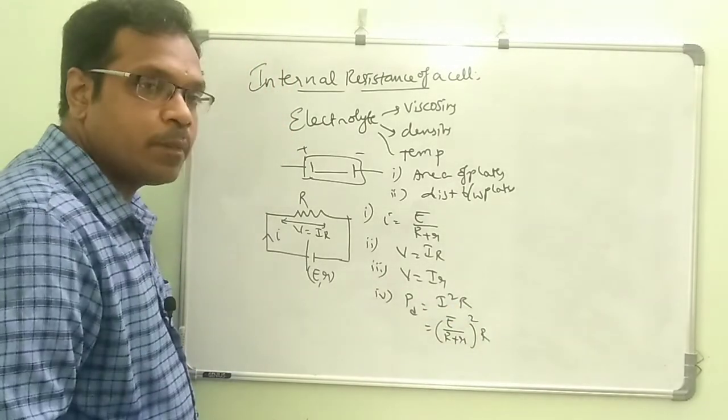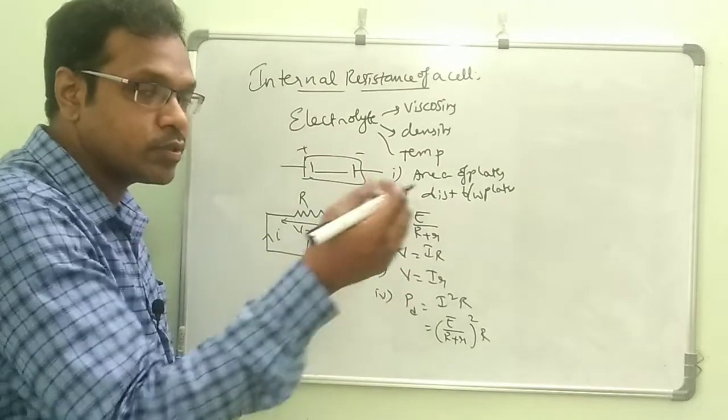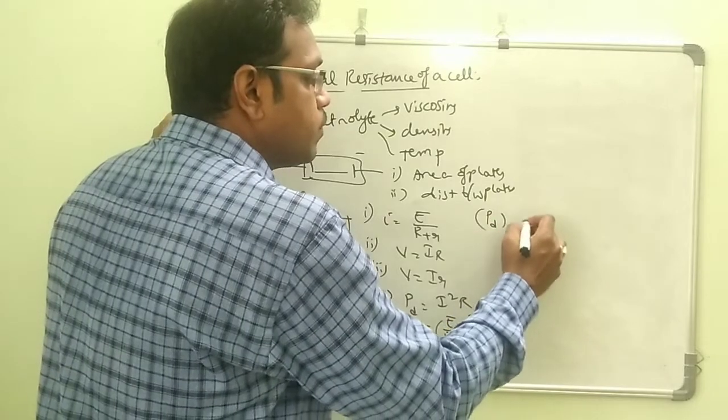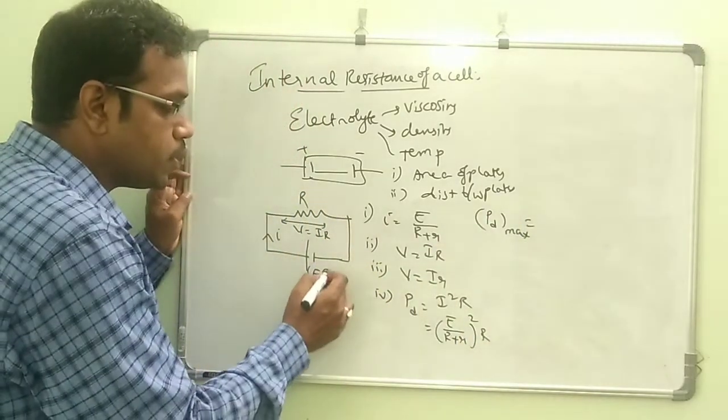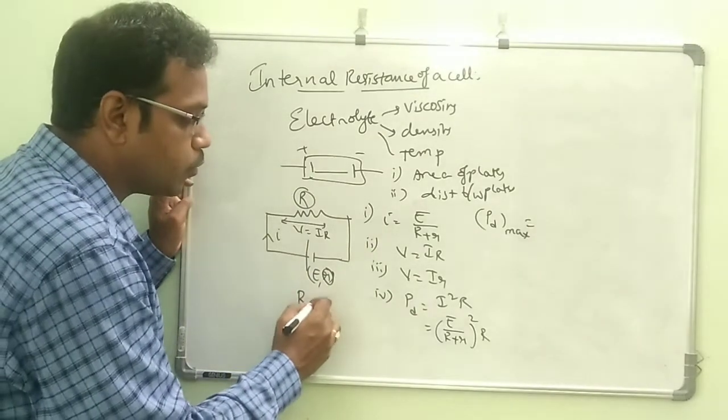So like this we can find out power dissipation. But when this power dissipation becomes maximum, that is a question they are asking. The power dissipation is maximum when the internal resistance and the external resistance are both equal, that is r is equal to R.